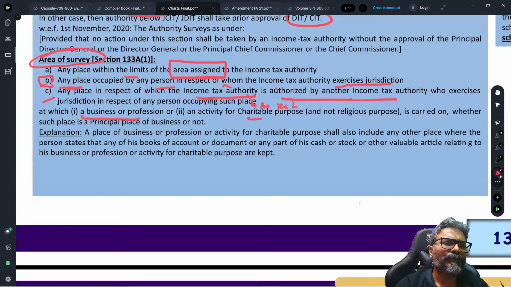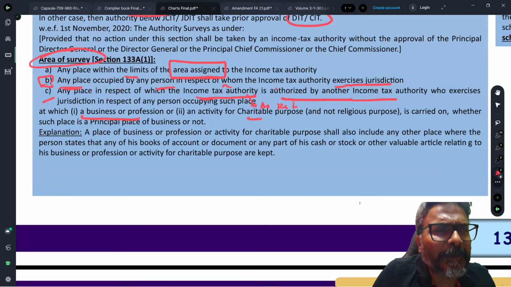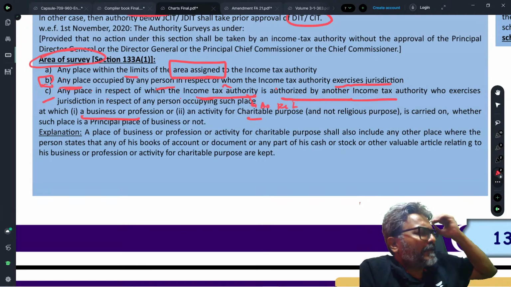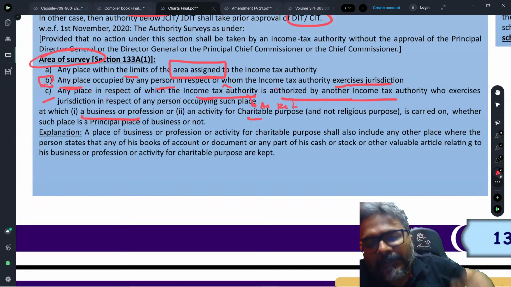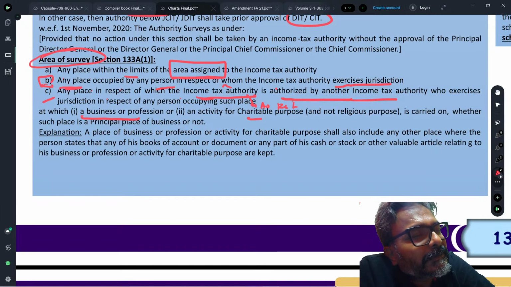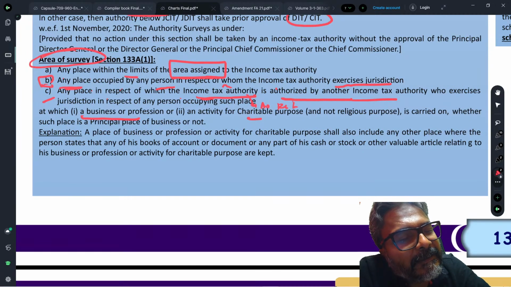Now, students, if the income tax department has come to your office for doing the survey and you are telling them, look, these particular books and all are not with me. The books of accounts are maintained and kept by my CA.